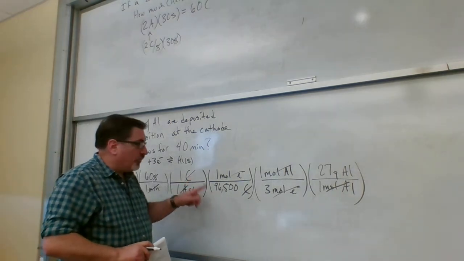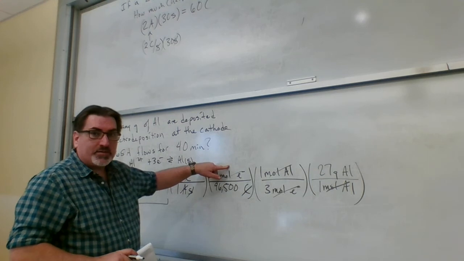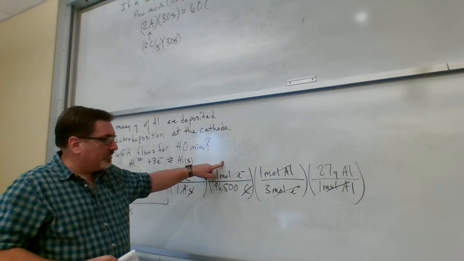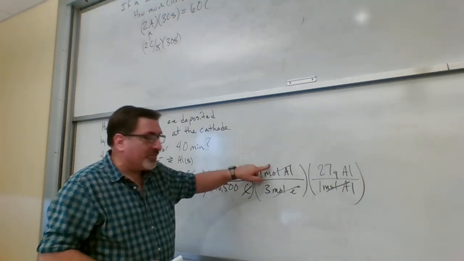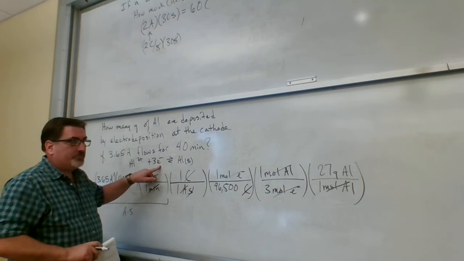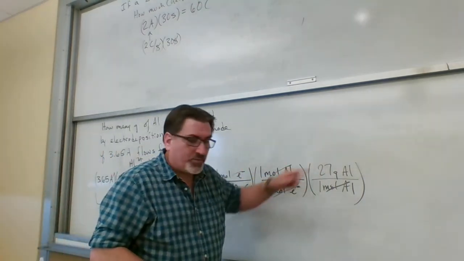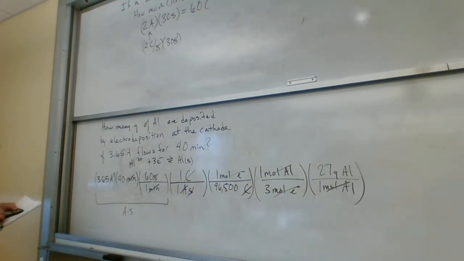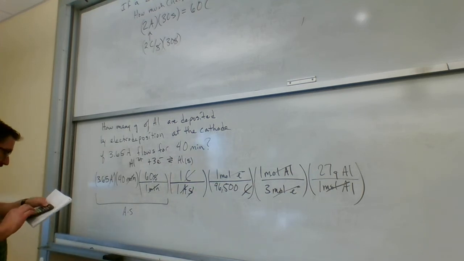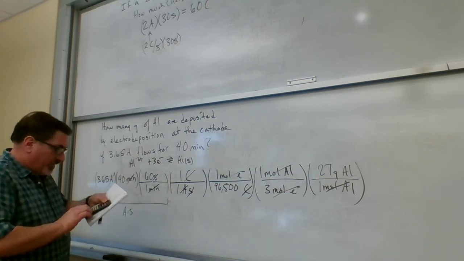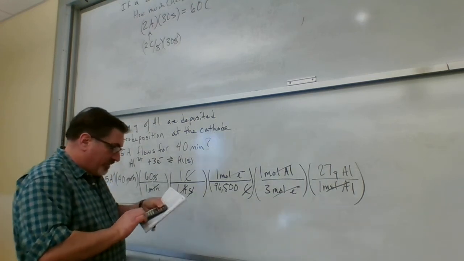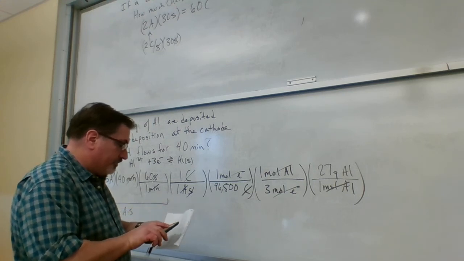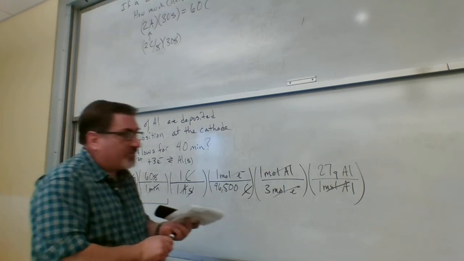Once we know coulombs, we use Faraday's constant to get into moles of electrons: 96,500 coulombs of charge per mole of electrons. 3 moles of electrons were required for every mole of aluminum that gets produced. And every mole of aluminum is 27 grams. So now we're ready to calculate. 3.65 times 40 times 60 divided by 96,500 divided by 3 times 27. I get 0.816 grams.